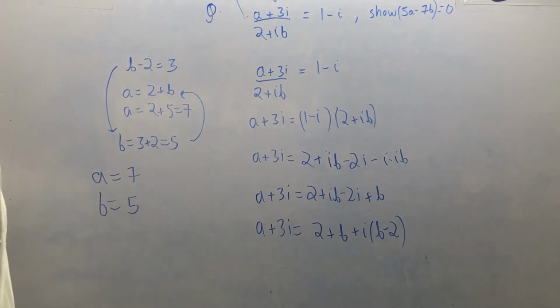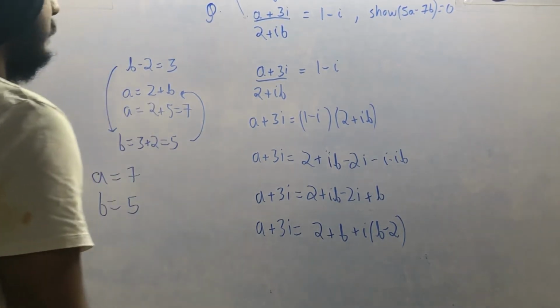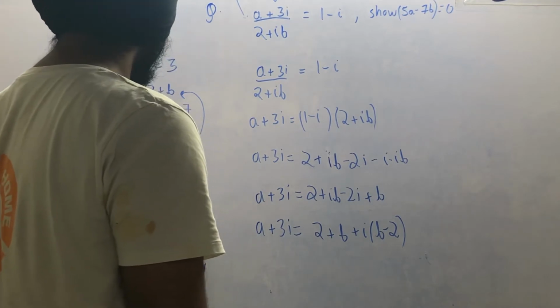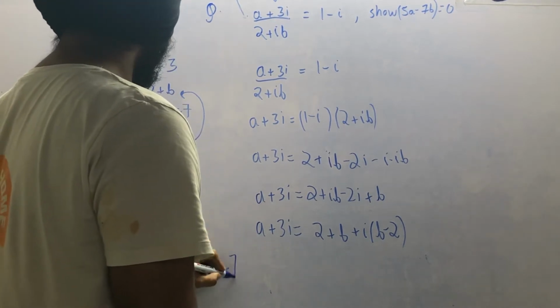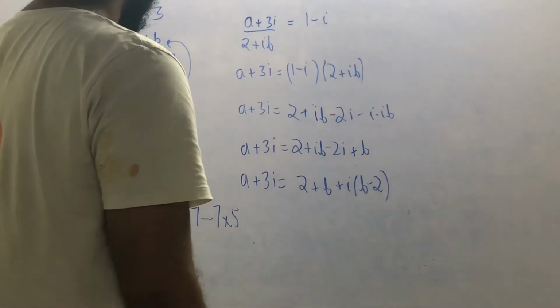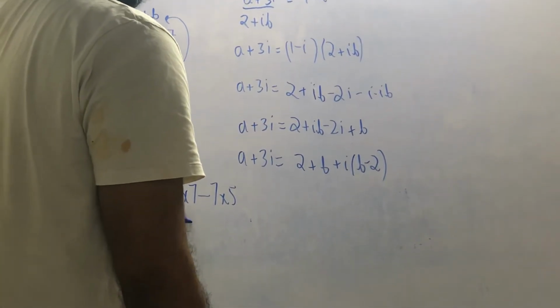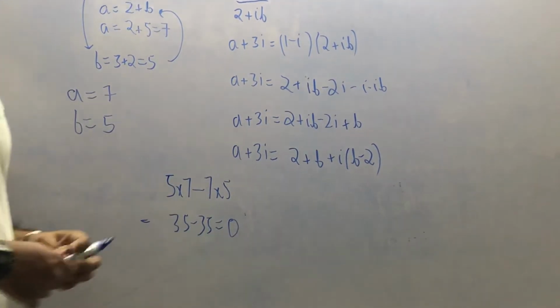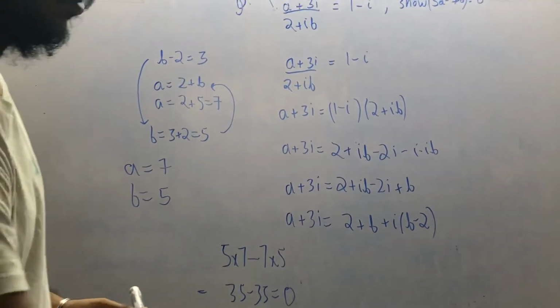5. Now we have to show that 5a minus 7b is equal to 0. Just substitute the values. So 5 into 7 minus 7 into 5. So this is 35 minus 35, and this is equal to 0. So hence proved.